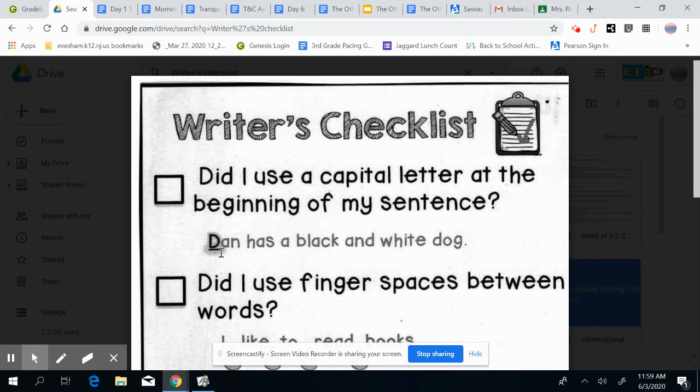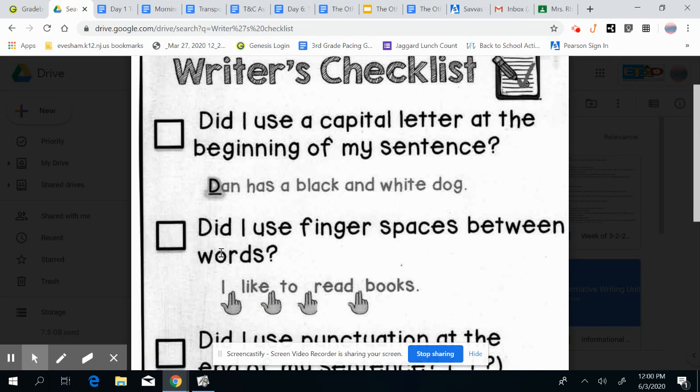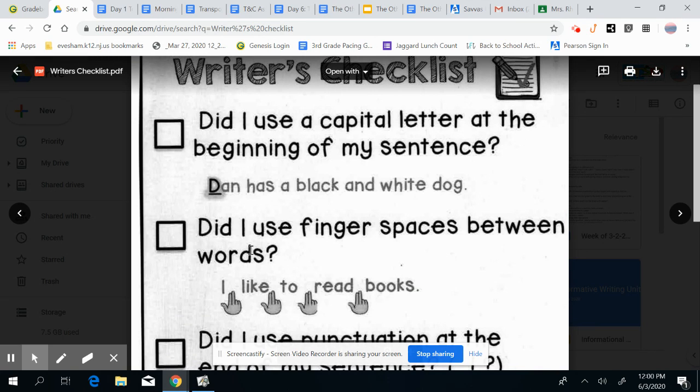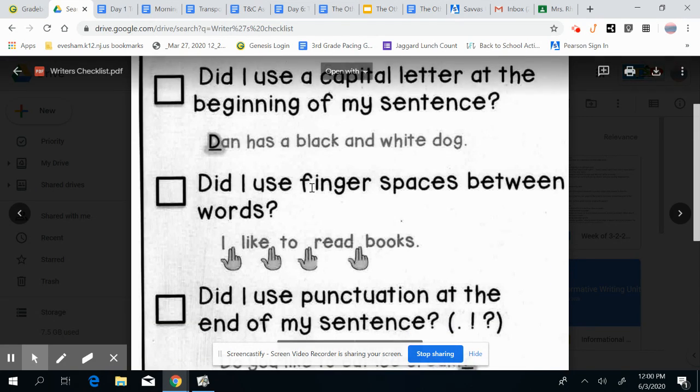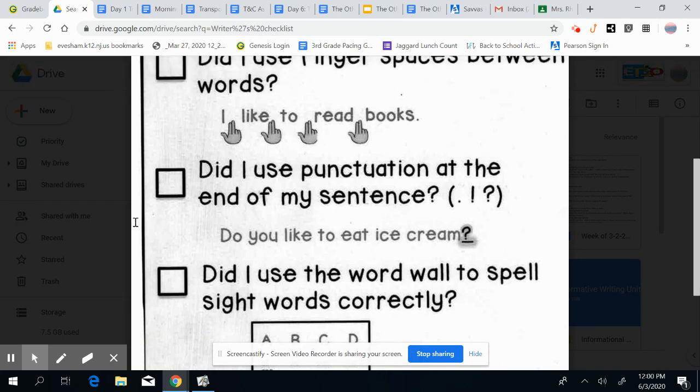Of course, you know that proper nouns should also be capitalized. People's names, the letter I, all of those capitalization rules. The next thing you want to check, you want to reread again and check, did I use finger spaces between words? You're doing it on the Chromebook, so you should have your spaces, but just make sure that you do have your spaces in your piece.